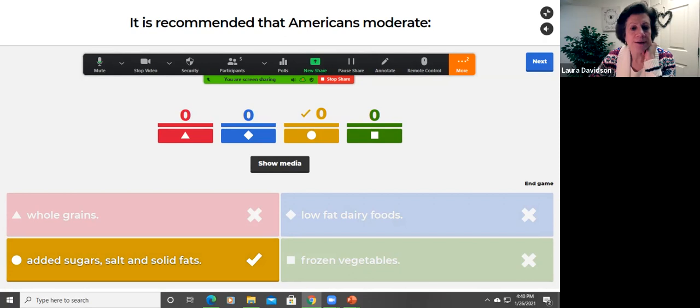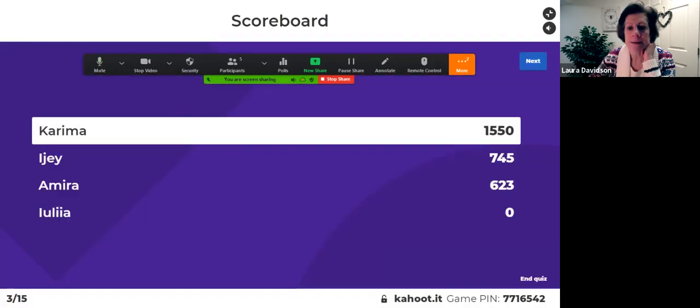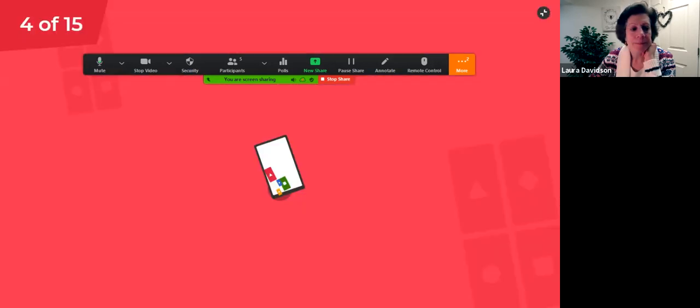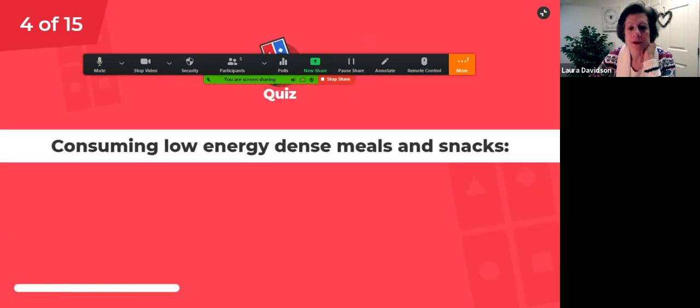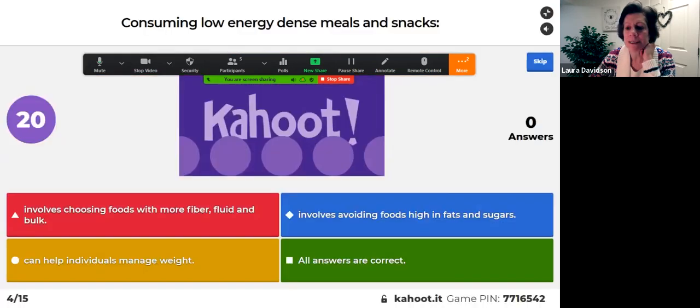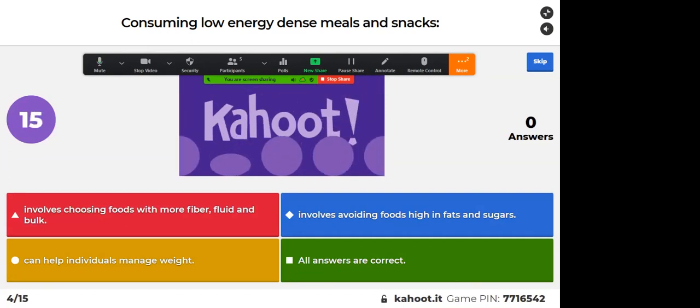So let's try this. Moderation means not too much of things, and sugar, salt, and solid fats are the problem. So let's see if this is better. So my mouse is the problem. All right, let's keep going. Okay, consuming low energy dense meals and snacks. Can you see the answers? Yes, it's good now.